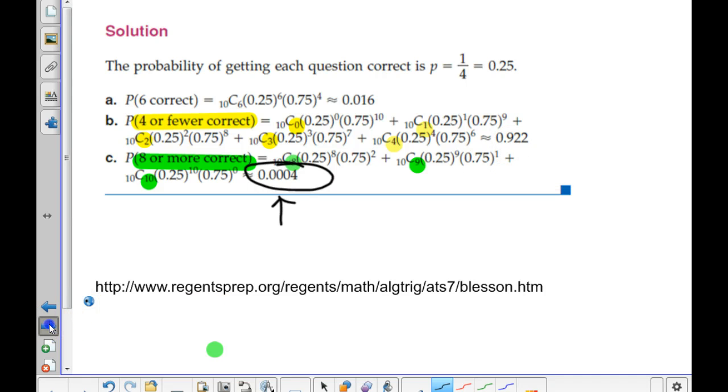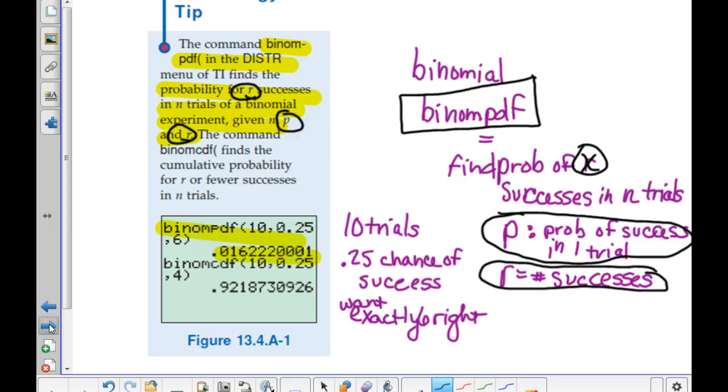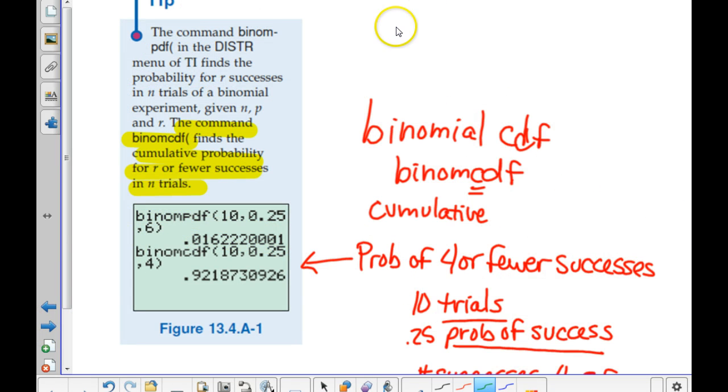What are we going to have to do for 8 or more correct? Yes. 8 or more correct. Guys, are you listening? 8 or more correct. We need a fewer than. Can you rephrase that as a fewer than? This is 8 or more correct means we missed how many? 2 or less.